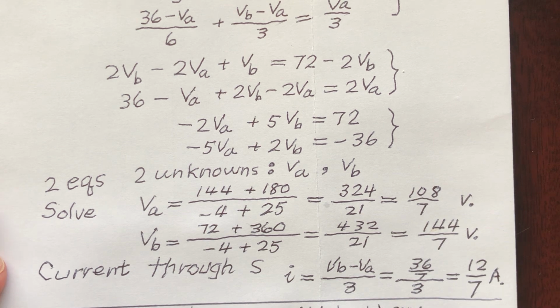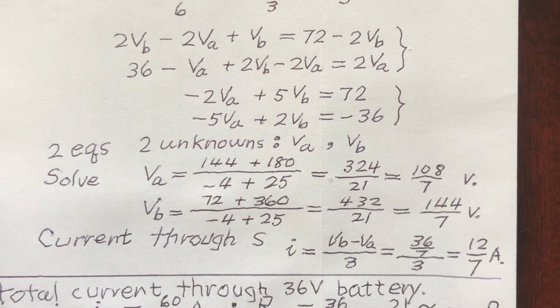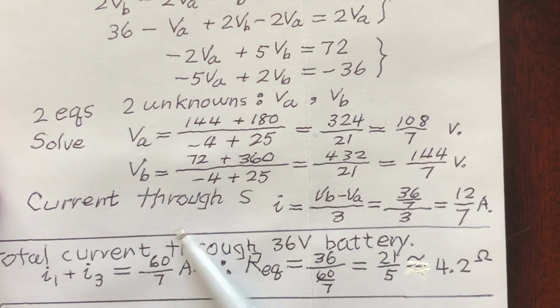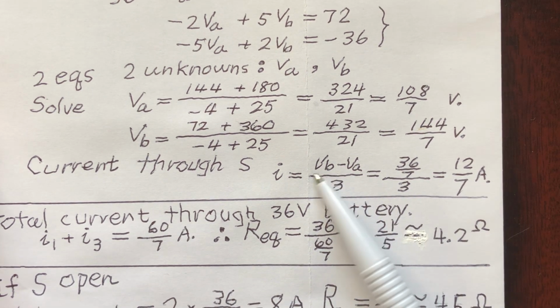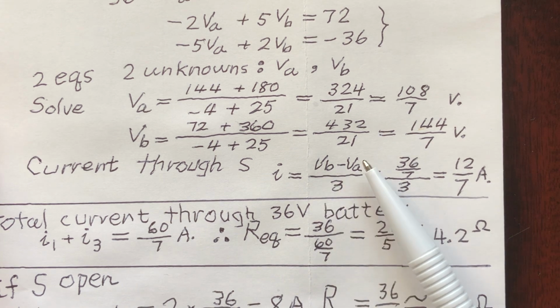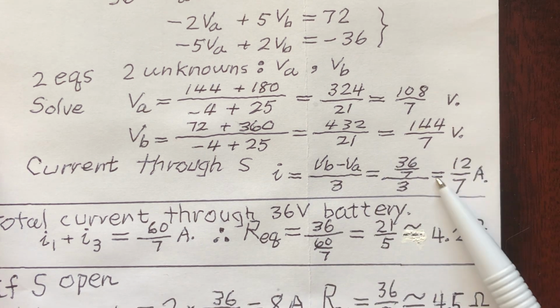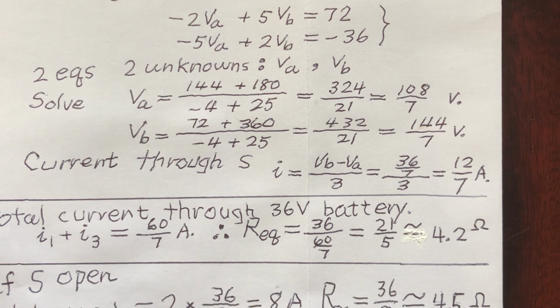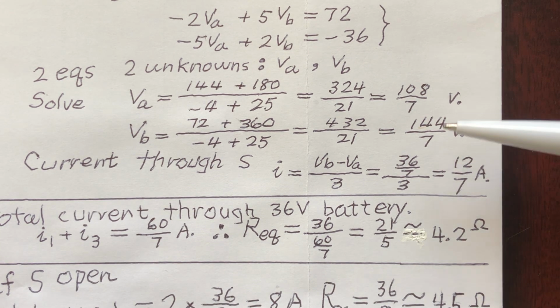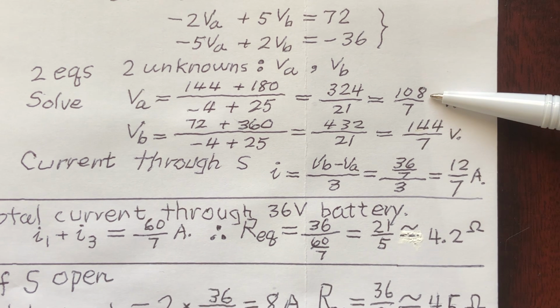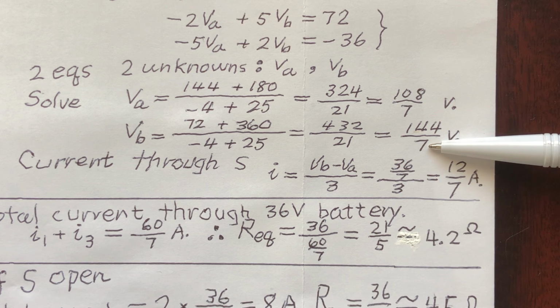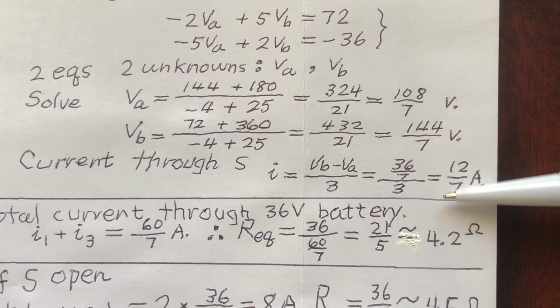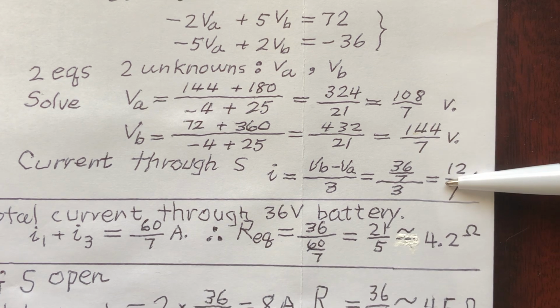Once I have VA, VB, I can answer the question, what is the current through the switch S. So the current through the switch S is the voltage across the 3 ohm resistor divided by the 3 ohm resistor. So it's VB minus VA. Then the result is 12 over 7 A. You see here VB is larger than VA. So the current goes from point B to point A. So this is the answer for the next part.